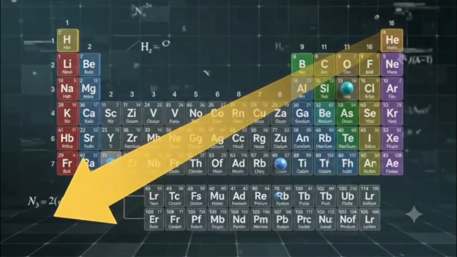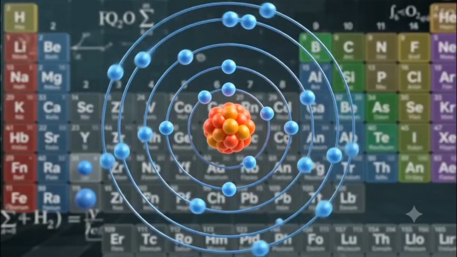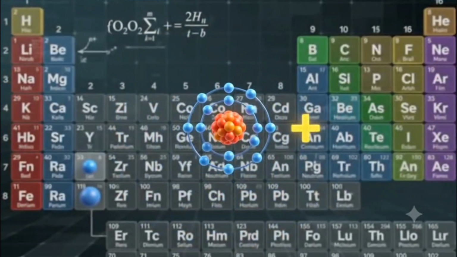Therefore, atomic radius generally increases downwards and towards the left of the periodic table. But atomic size changes dramatically when atoms form ions.